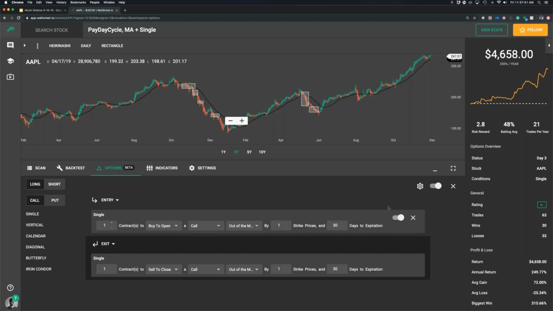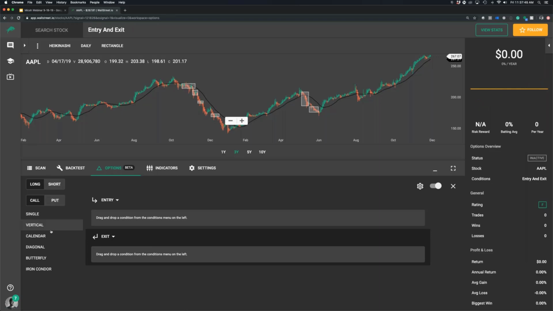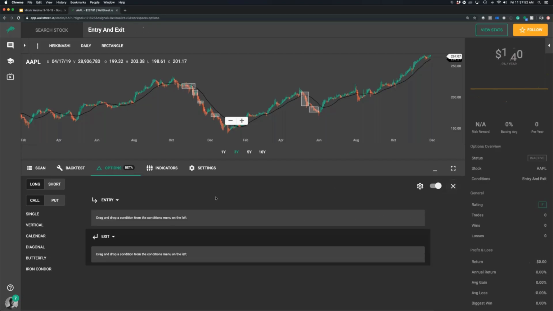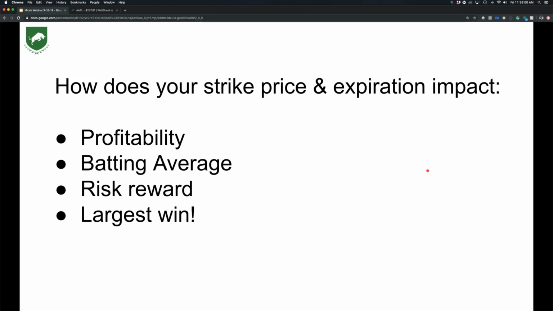Now, alternatively, instead of using just straight calls, you can do vertical spreads, calendars, diagonals, butterflies, and iron condors, all in a simple format that does it automatically for you, okay? So I already ran a bunch of tests, and these are some cool things that we came up with for you. The question again, as I mentioned, I like starting everything with a really great question: how does the strike price and expiration impact your profitability, your batting average, your risk reward, and your largest win? So we're going to answer those questions right now for you.